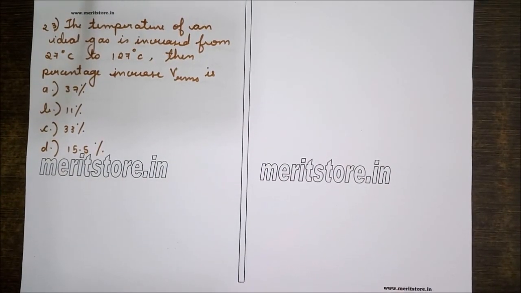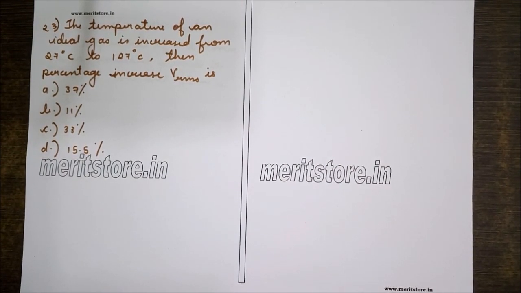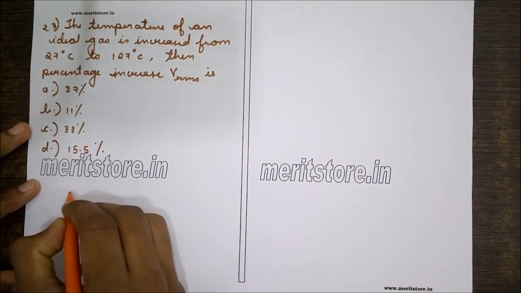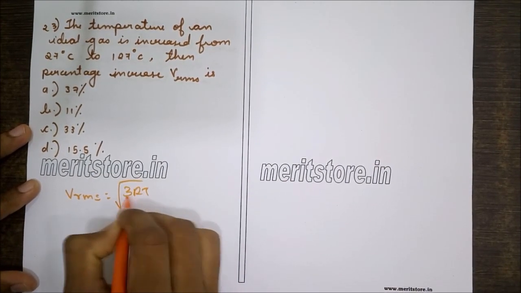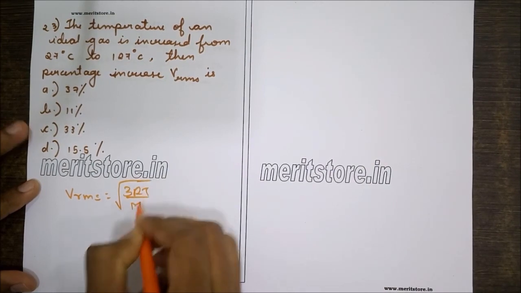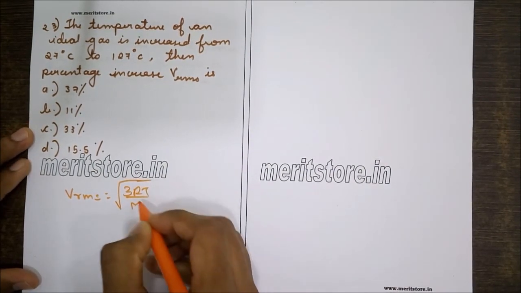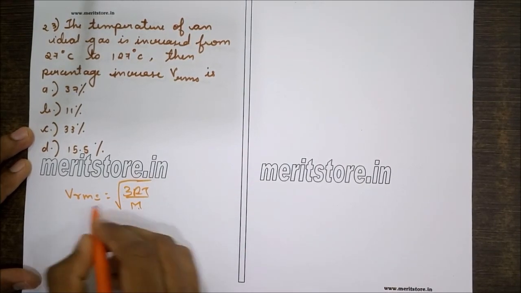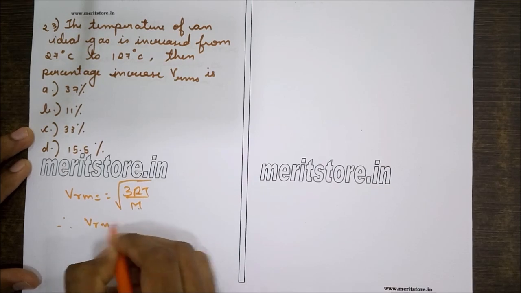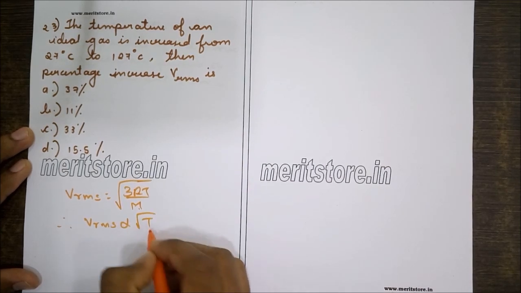The temperature of an ideal gas is increased from 27 degrees Celsius to 127 degrees Celsius. Then the percentage increase in VRMS is 37%, 11%, 33% and 15.5%. Now the value for VRMS is given as root of 3RT upon the molecular weight. Now in this, the value of R and M are constant. 3 is also a constant, so therefore VRMS can be said to be proportional to root of T.